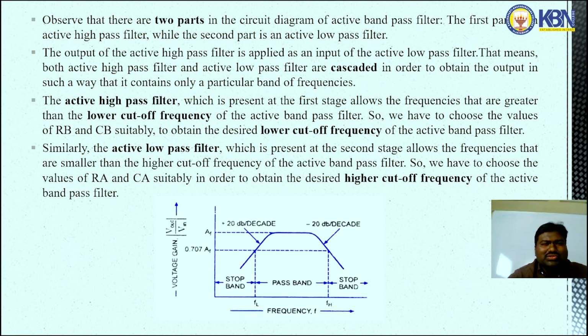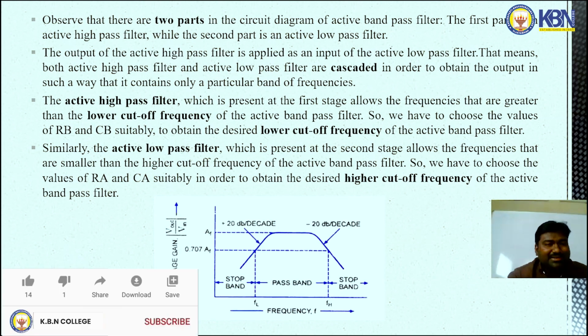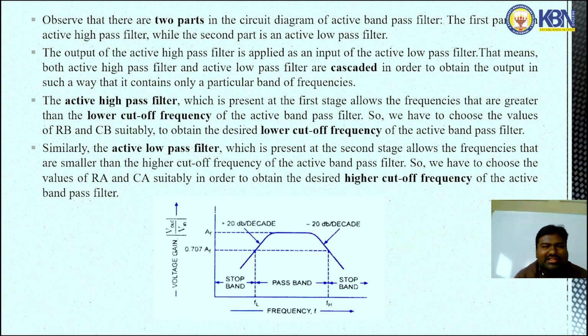So we have to choose the values of RB and CB suitably to obtain the desired lower cutoff frequency of the active band pass filter. Similarly, the active low pass filter present at the second stage allows the frequencies that are lower than the higher cutoff frequency of the active band pass filter. So we choose the values of RA and CA suitably in order to obtain the desired higher cutoff frequency of the active band pass filter.